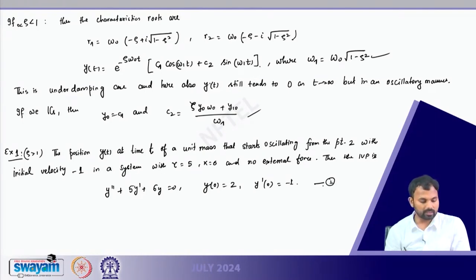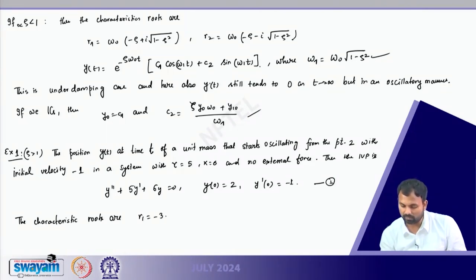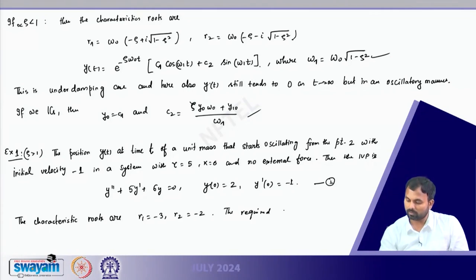So, from here the characteristic roots are minus 3 and minus 2. So, we will have r1 equals minus 3 and r2 equals minus 2, and the initial conditions are 2 and minus 1. Therefore, the required solution is y(t) equals minus 3 e to the power minus 3t plus 5 e to the power minus 2t.